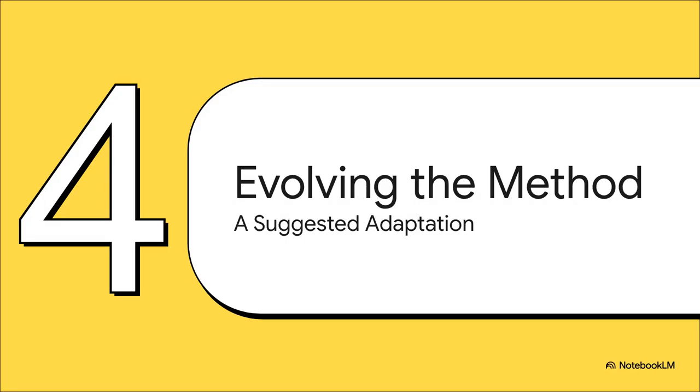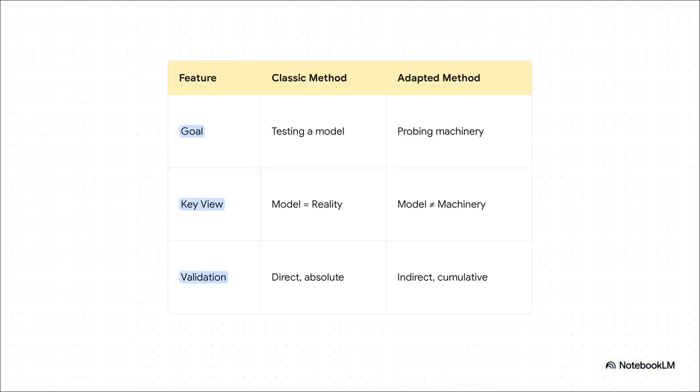Should we just throw out the scientific method? No, absolutely not. What it means is that we need to evolve it. We need to add a new layer of self-awareness to what is already an unbelievably powerful tool. The real, crucial shift is all in the mindset. The classic method, a lot of the time, kind of assumes that the model is reality. But this adapted method makes a clean separation. It acknowledges that for these deeper, fundamental questions, proof isn't going to be direct and absolute. It's going to be indirect and cumulative. A slow, careful building of evidence from a whole bunch of different angles.